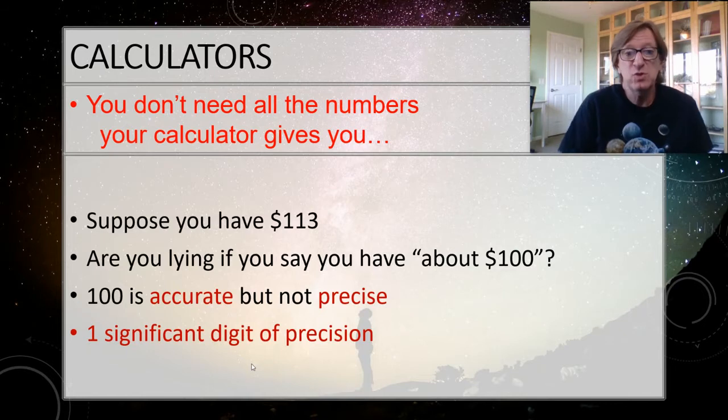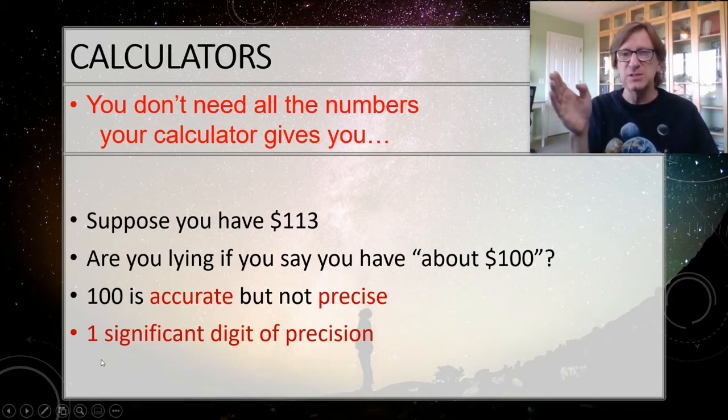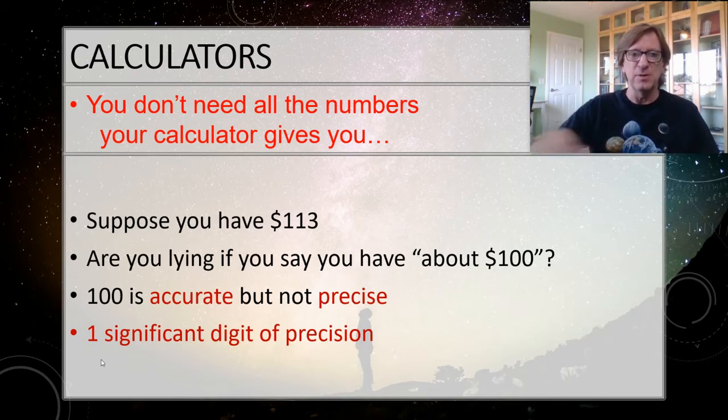No, right? I mean, you do have about $100. You're being accurate, but you're not being precise, which is fine. There's no reason for you to be precise with your buddy when they're just asking how much money you have. So this has one significant digit of precision. The more significant digits you have, the more precise you're being about that number. So you can see that this is one significant digit. 100 is one significant digit of precision.